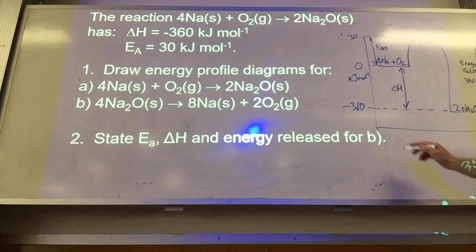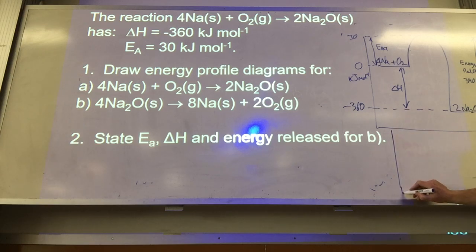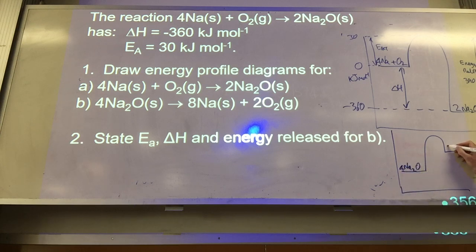So I'm going to squeeze it in here. It's an endothermic energy profile diagram this time. So that means we've got the reactants and then the products are going to be higher. And the reactants this time are 4Na2O and the products 8Na2O2. See how important the coefficients are in this case. Reactants are going to be at 0.